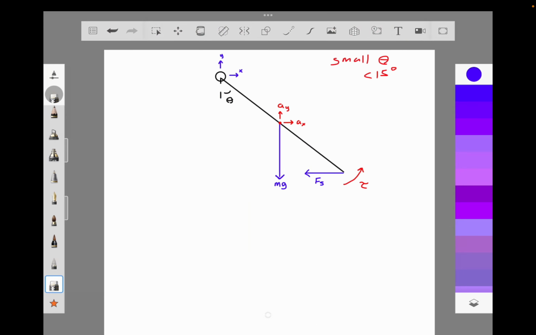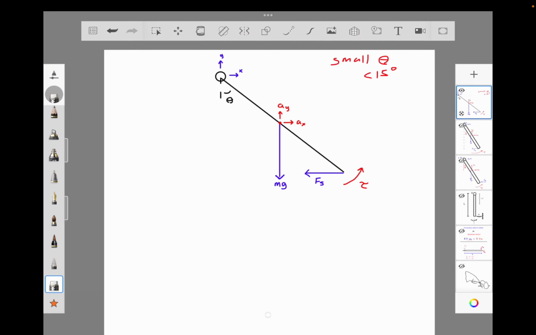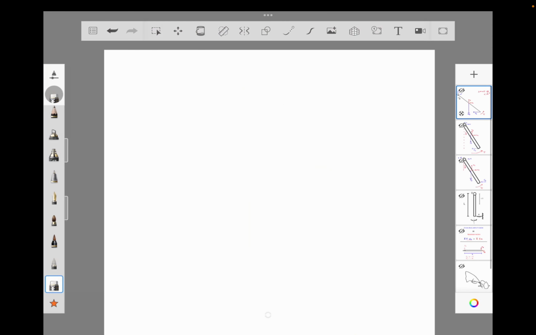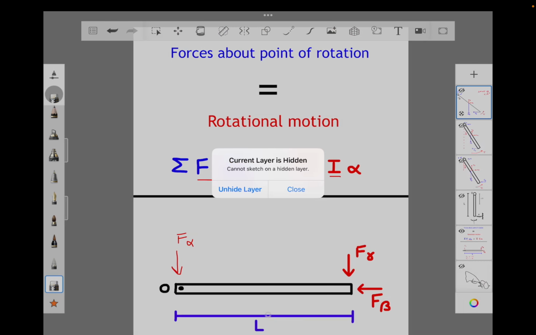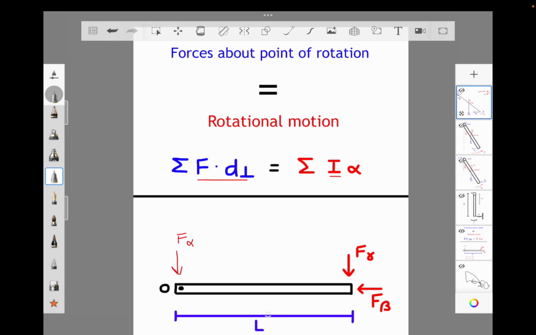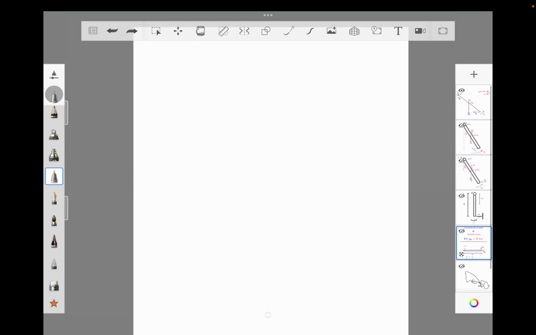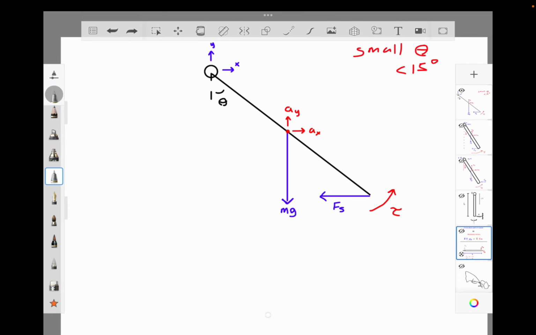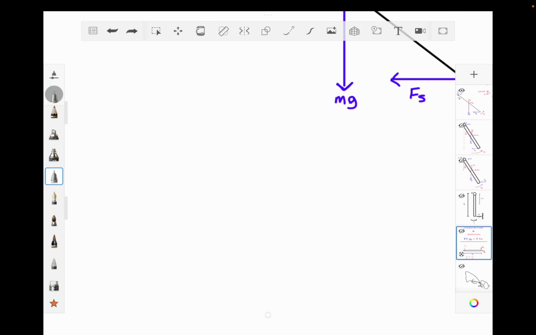So from this, let's do our equations. And then let me just remind you, it's going to be this equal to this. So we'll start with this side first. All right, so the sum of the forces, it's going to be Fs.